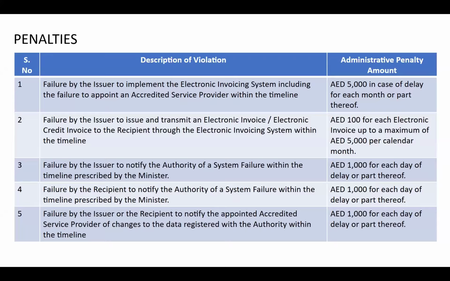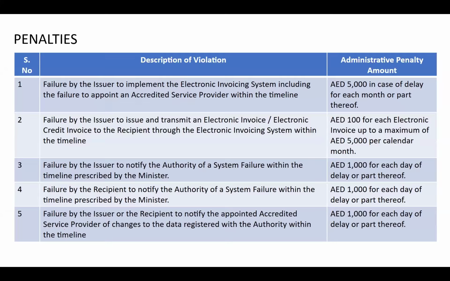Okay. And next is failure by the issuer or the recipient to notify in case the system of the ASP has failed, for any reason. If they do not report this within the timeline to the minister, then the penalty will be 1,000 dirhams for each day or part thereof. And here again, there is no maximum capping. So the day you miss the reporting to the authority, you have to pay the penalty for that.